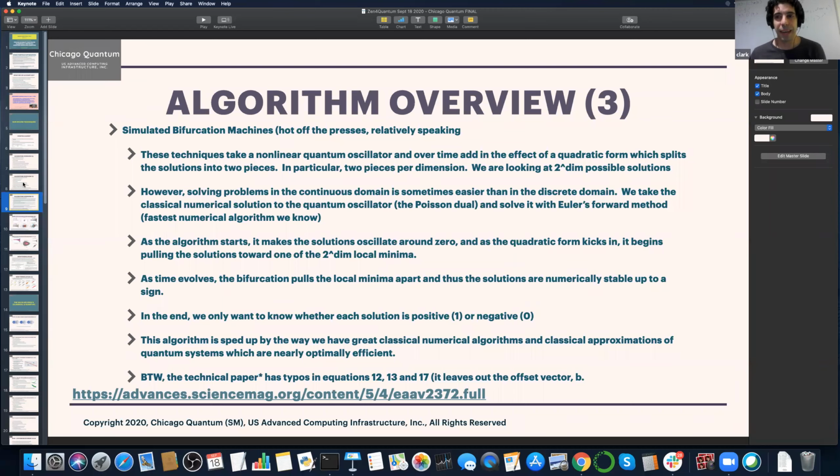So whoever refereed that, I'm looking at you. Where are the referees? There's a very tiny error in equations 12, 13, and 17, just letting you know. So that's what we're using.